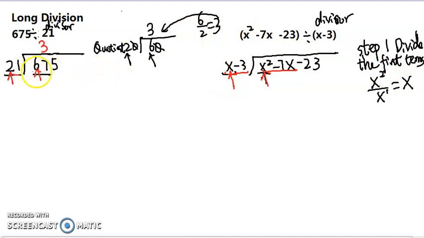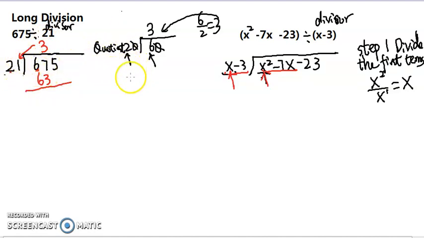Now, go back to the numbers. After we figure out 21 goes into 67 3 times, the second step is to multiply. We're going to multiply 21 and 3. Although we only use the first digits to figure out the quotient, when we do multiplication, we still have to multiply the whole number 21 with the 3. So we have 21 times 3: 1 times 3 is 3, 2 times 3 is 6. We line the answer up there.